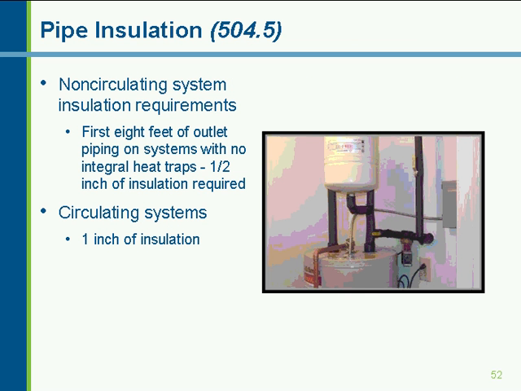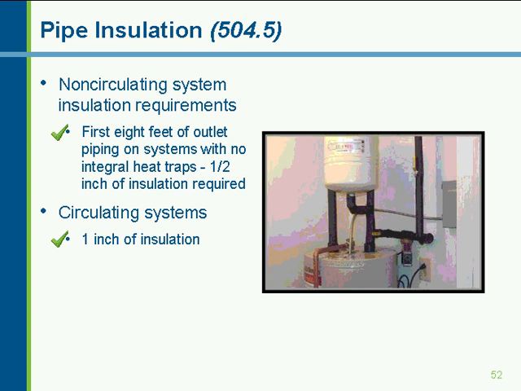Service water heating systems require pipe insulation under certain circumstances. If you've got a non-circulating system, only the first 8 feet of outlet piping need to be insulated, provided there is no integral heat trap in the water heater, and 1/2 inch of insulation is required. If you have a heat trap, then you are not required to have insulation at all. If you've got a circulating system, you need 1 inch of insulation on the entire circulation loop.